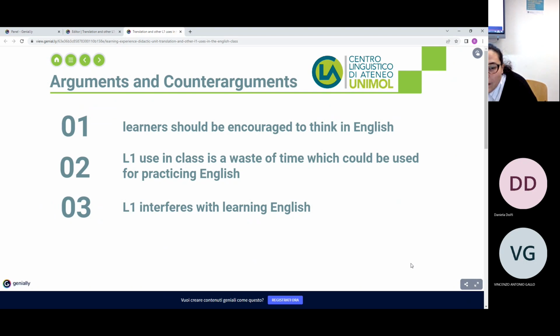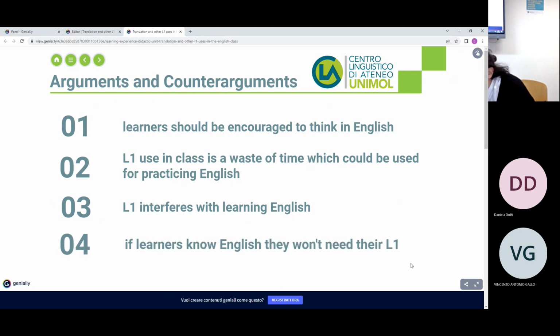What are usually the arguments against using L1 and translation in the class? Well, we have a lot, but these are the arguments. So learners should be encouraged to think in English. And we have 1, 2, 3, and 4. Now, I'm giving you just one moment to read all of them. And I'm translating them into Italian. And I'd like everyone in the class to tell me which ones they agree or disagree with.